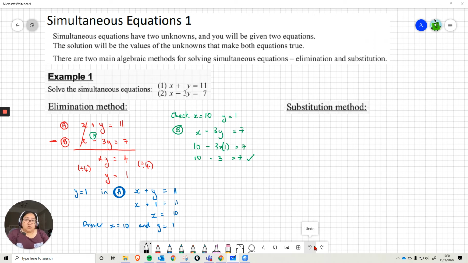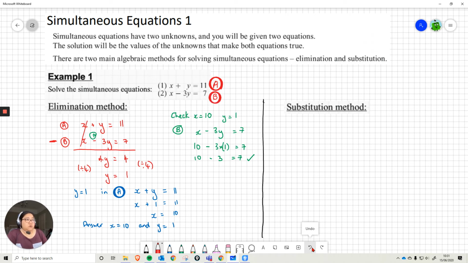Okay. So now we're going to look at the substitution method, and it's slightly different to the first method. So I'm just going to demonstrate here. So again, we'll look at the two equations. I've got equation A, which is x plus y equals 11, and equation B, x minus 3y equals 7.